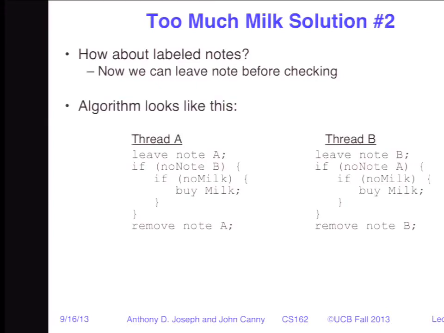In thread A, we leave note A. Then we check: if there's no note B and no milk, then we buy milk. Then when we come back, we remove note A. Thread B does something slightly different. It leaves a note B. And then if there's no note A and there's no milk, we buy milk. And then we remove note B. Does this work?